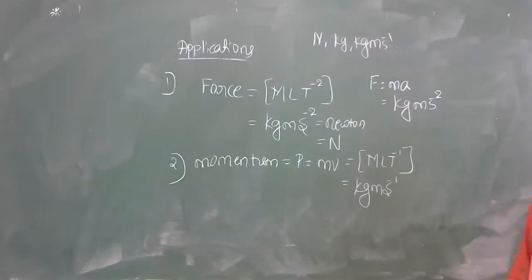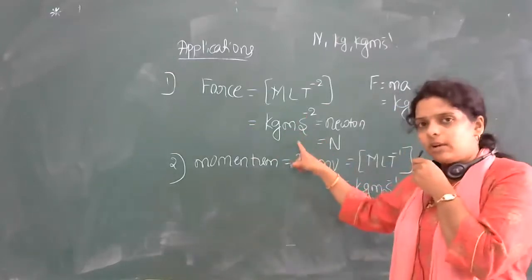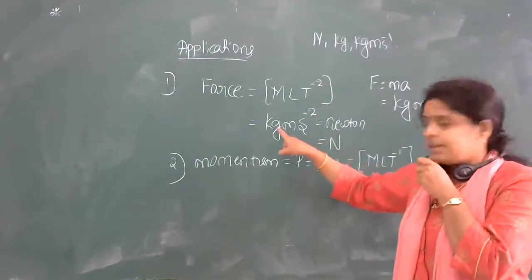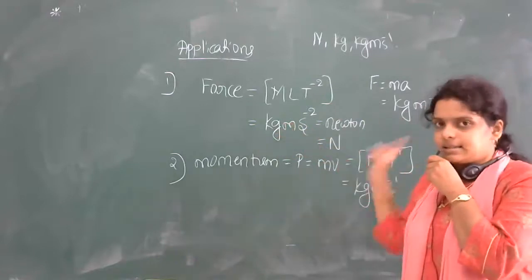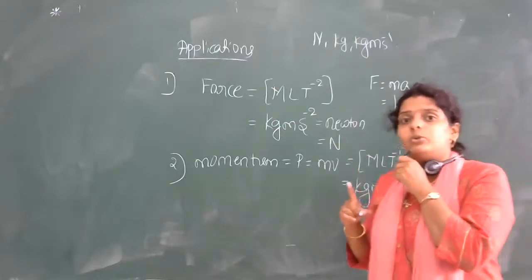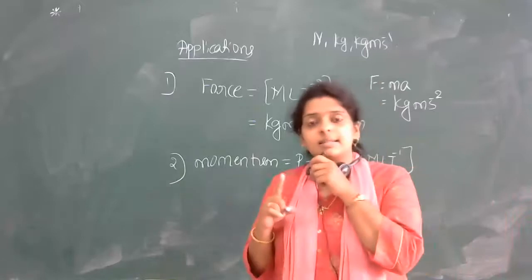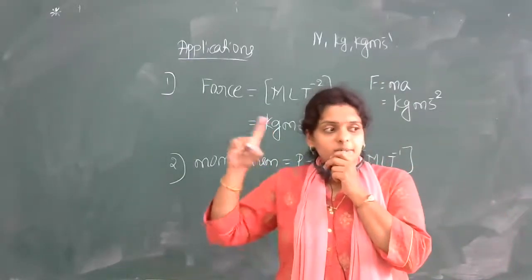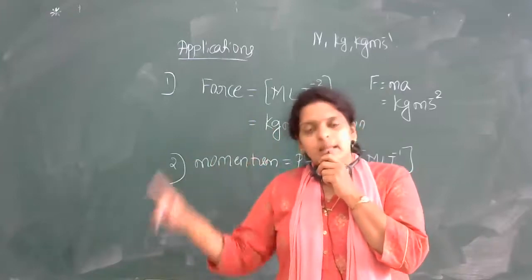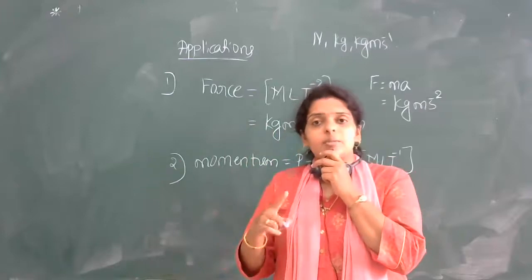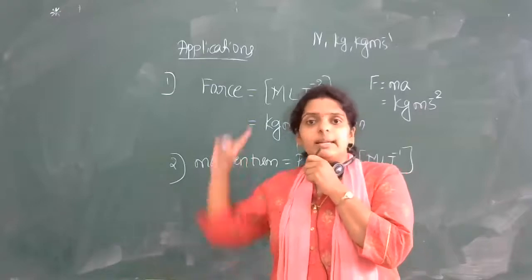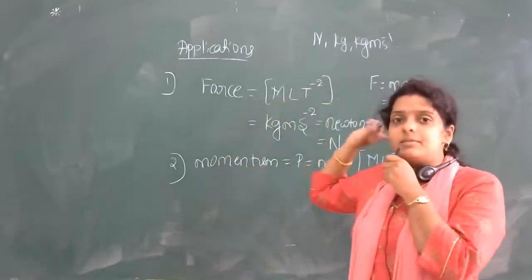This is the first application. By using dimension formulas, you can calculate the unit. One more point: here you have written in terms of the SI system, but you can also write it in terms of the CGS system. Do you remember what the CGS system is? In CGS, mass is measured in grams, length in centimeters, time in seconds. So in CGS also, you can write the unit of a given physical quantity by using the dimensional formula.